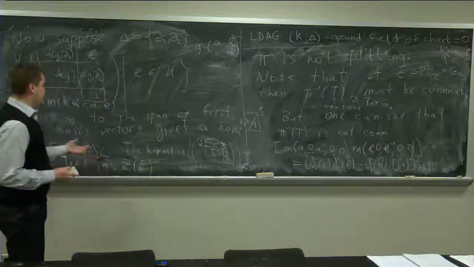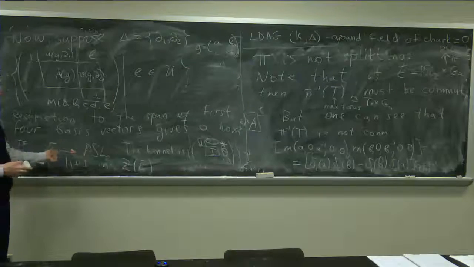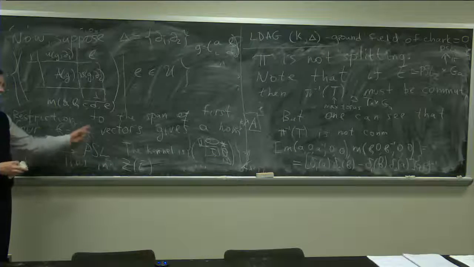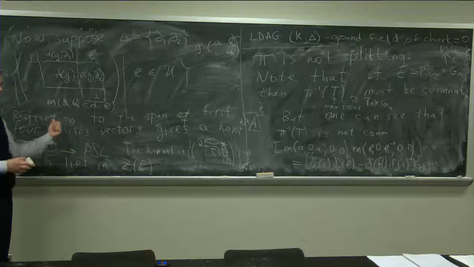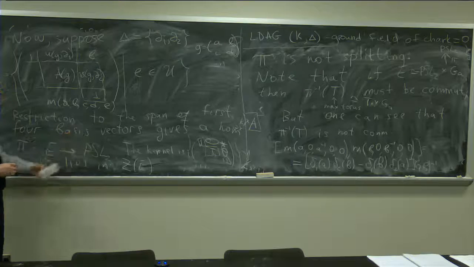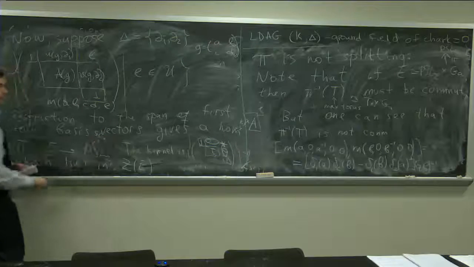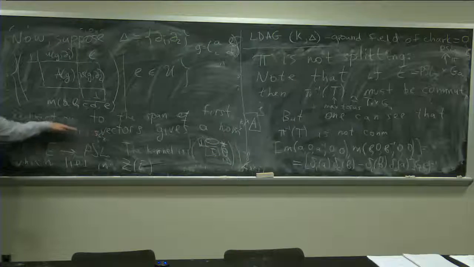Actually, what I did, I produced some non-splitting central extension of PSL2, not SL2. But it's easy to get a pullback and produce a non-splitting central extension of SL2. Okay, we have this SL2 covering. We get a pullback and it will be a central extension of SL2.